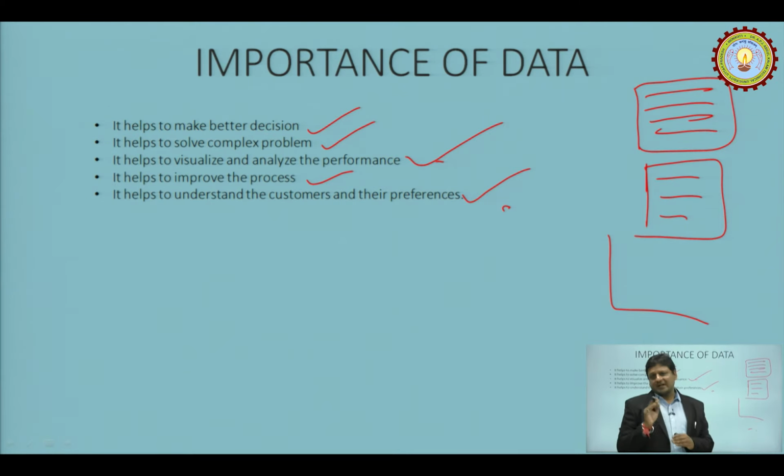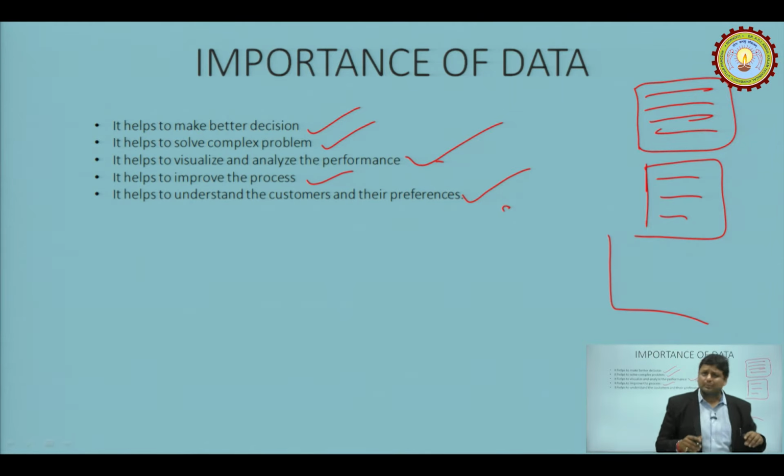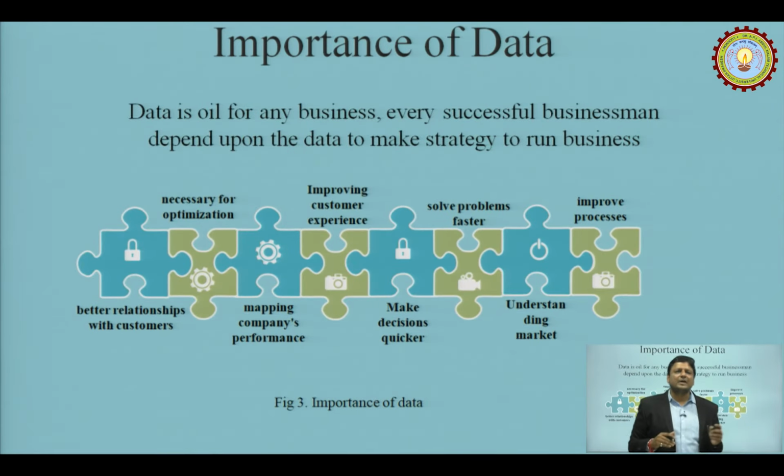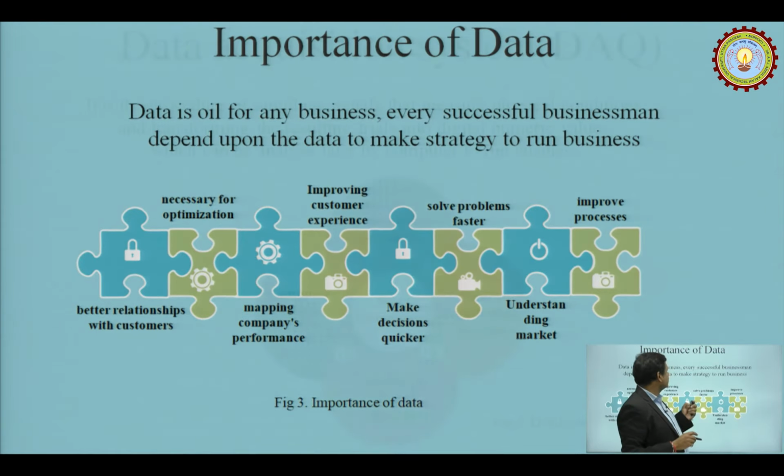So this again, retreat to the process, helps improve the process. Your process will improve. Why? Because if next time you find it takes less effort to find something, then naturally it has increased the process capability. So these are the importance which I have visually put in the form of this: necessary for optimization, very important. Relationship with customers will improve, mapping company's performance, understanding the market. So these are the things.